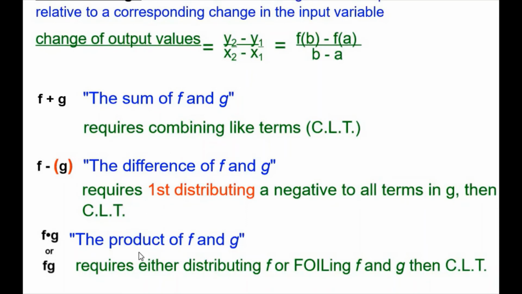So the product of f and g could use a solid dot, or it could use nothing. It could just be fg. And it's assumed that you know when you see fg that it means multiplication. It's the only time you'll see two terms right next to each other like that. Think about when you have a term like 3x. It's actually 3 times x, but we don't write 3 dot x. So this is read as the product of f and g, and this will require either distributing f or FOILing f and g and then combining like terms once you've done the multiplication.